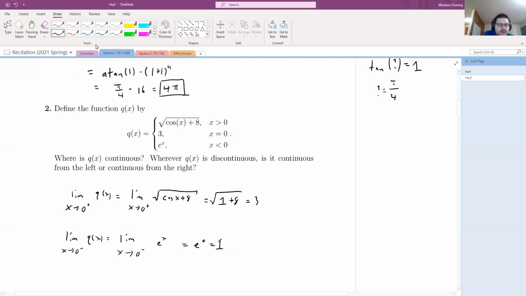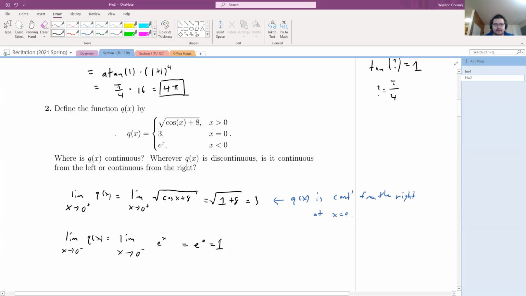So this would let us conclude that q of x is continuous, I'm going to abbreviate, from the right at x is equal to 0. And because this is not a 3, we know that there is a jump discontinuity.